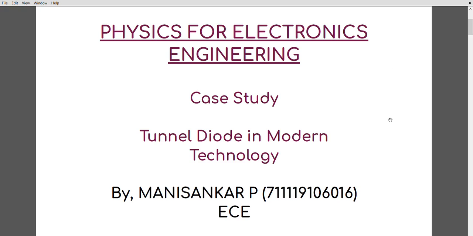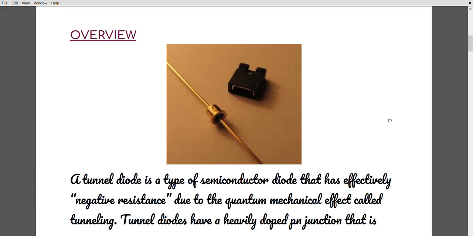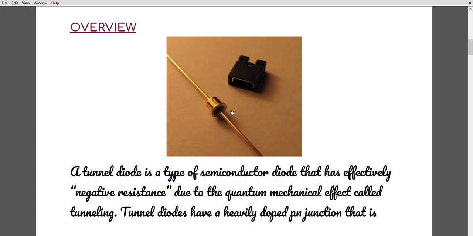Today I am going to explain about the tunnel diode in modern technology, as a case study of physics for electronics engineering. Let us move into the topic. Okay, here you can see this picture. This is the tunnel diode. Let us see the overview of a tunnel diode.